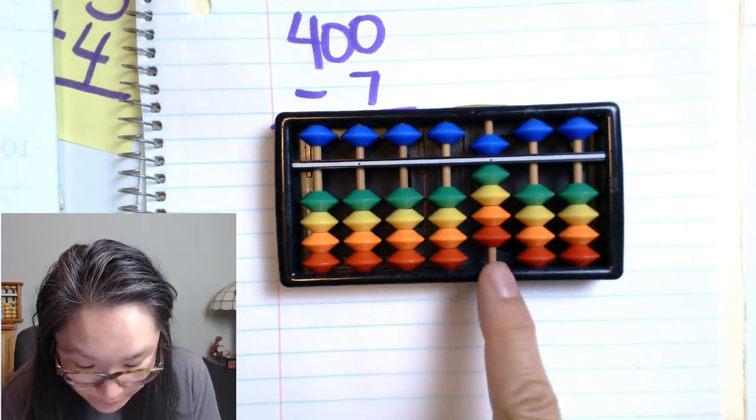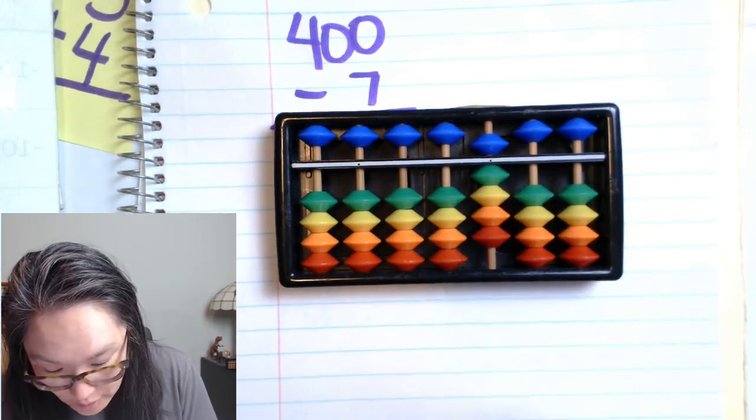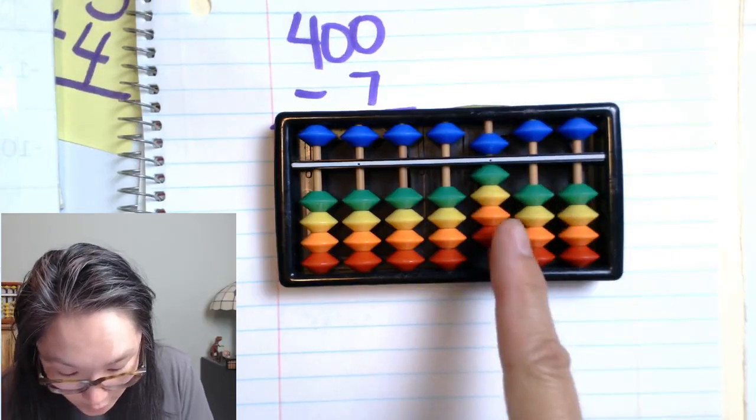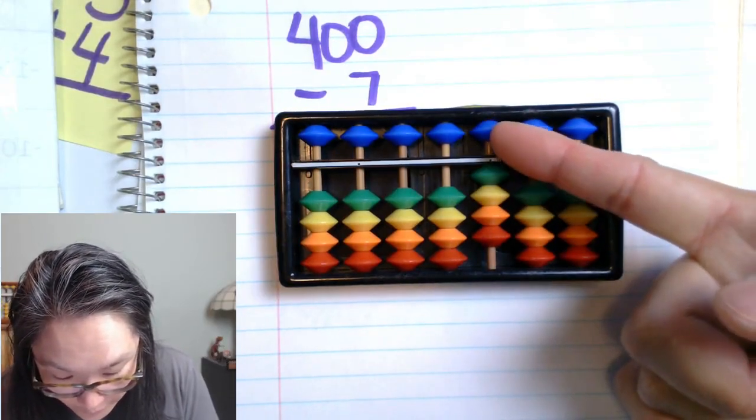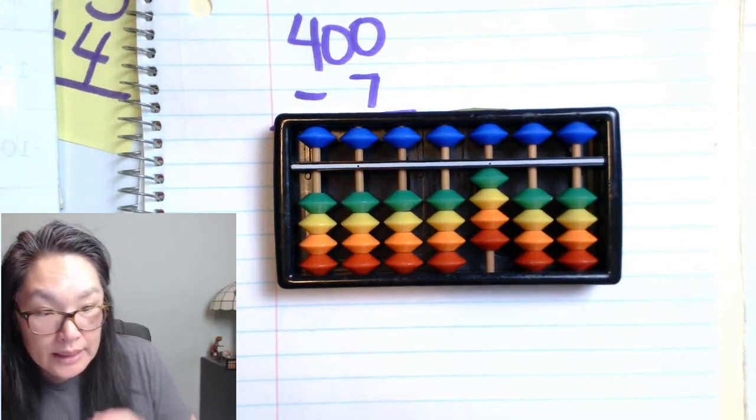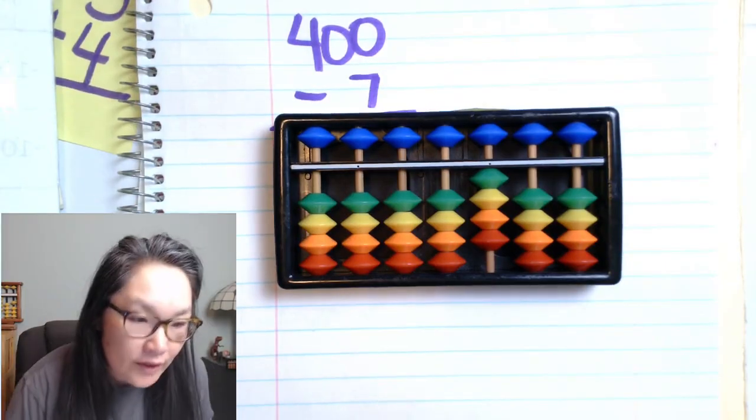Then I have 9. What if I want to take away? All I got to do is take away 5, move the top bead up, and then I'm left over with 4.